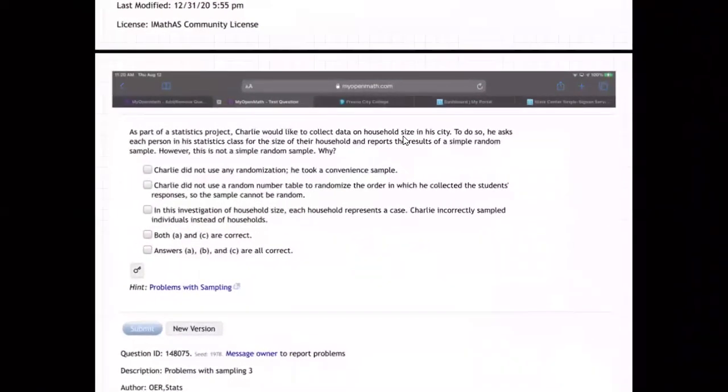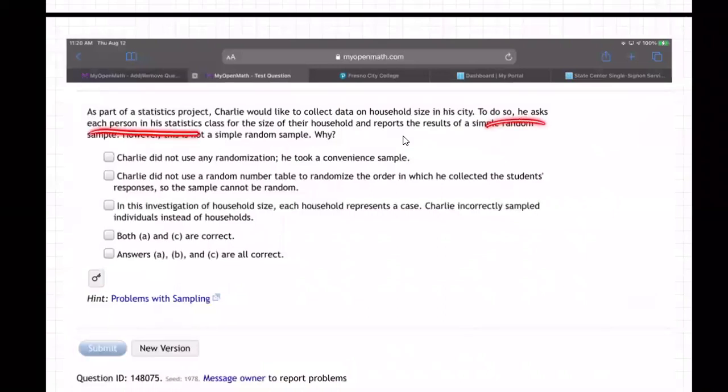As part of a statistics project, Charlie would like to collect data on household size in his city. To do so, he asks each person in his stats class for the size of their household and reports the results as a simple random sample. However, this is not a simple random sample. So Charlie's trying to figure out household size in his city.